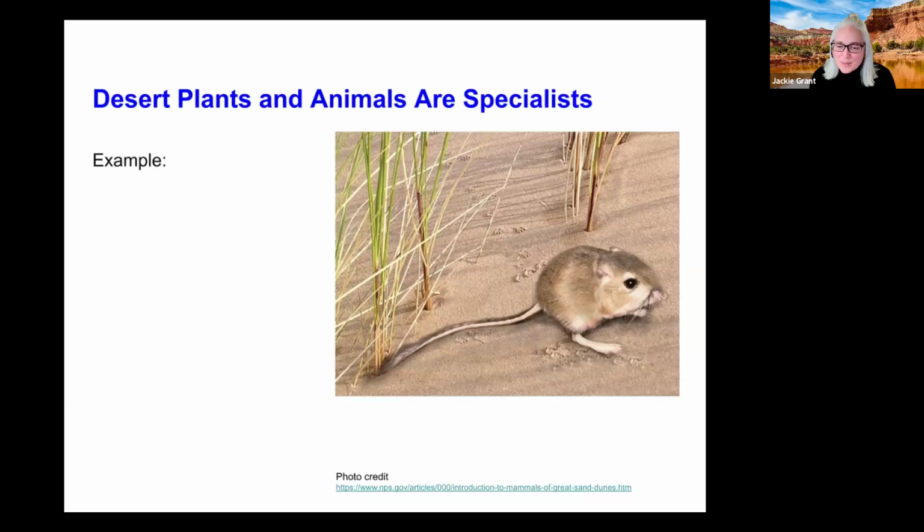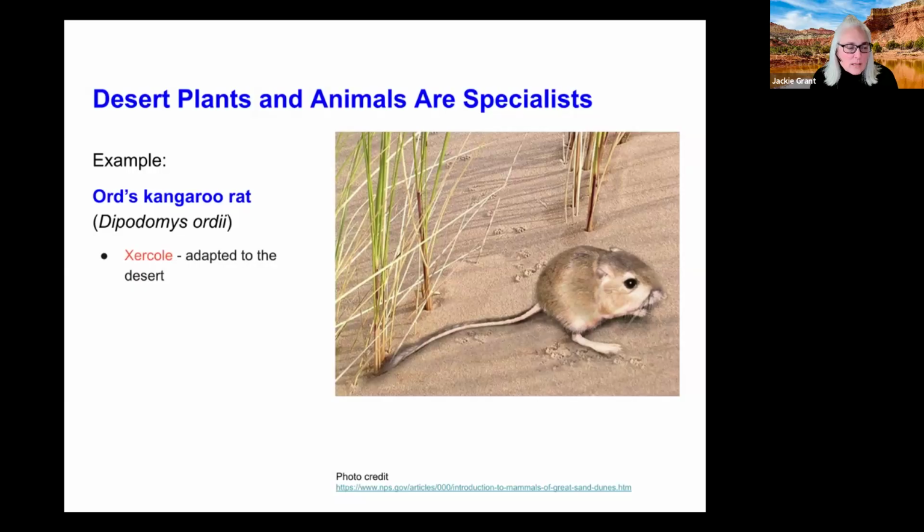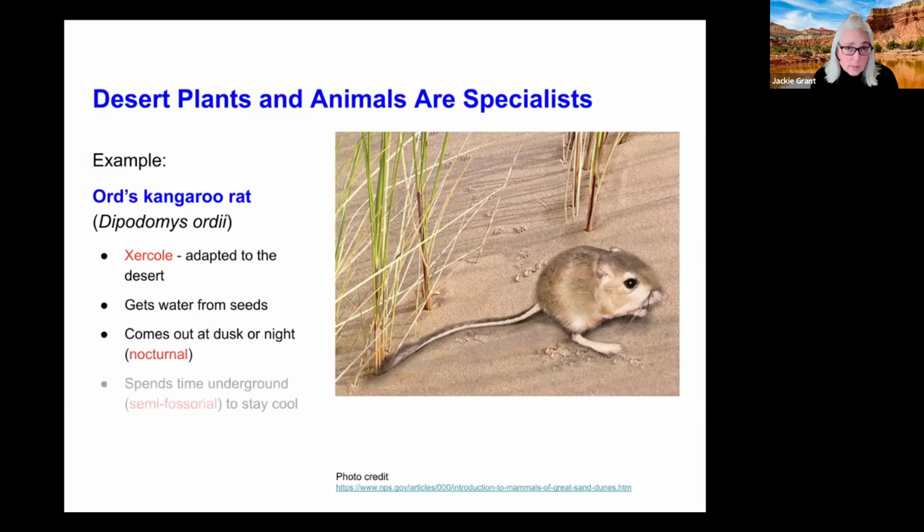Another example in the animal kingdom is Ord's kangaroo rat, Dipodomys ordii. And so this little kangaroo rat is what we call a xerocole. And that just means it's adapted to the desert and dryness. So "xer" means dry. You might have heard the term xeriscaping. It's not xeroscaping, it's xeriscaping, because "xer" means dry. And the xerocoles are adapted to this desert lifestyle.